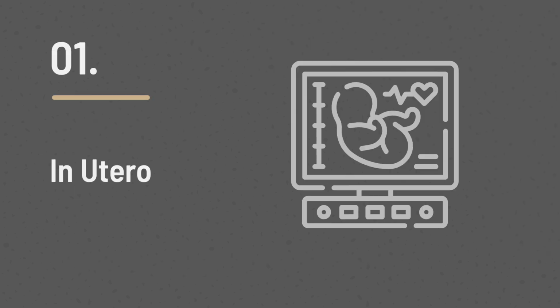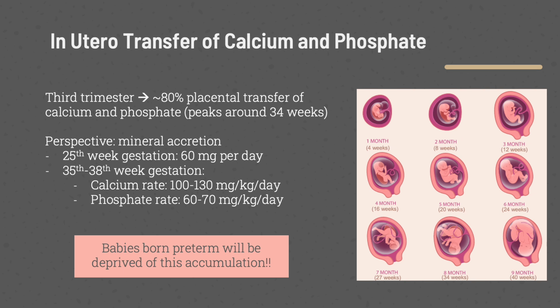Now let's talk about in utero. What kind of transfer do we see with calcium and phosphate between mom and baby during utero? The third trimester is essentially where a majority of placental transfer of calcium and phosphate occurs, and that's between 29 weeks and 40 weeks. So babies who are born preterm will be deprived of this accumulation.